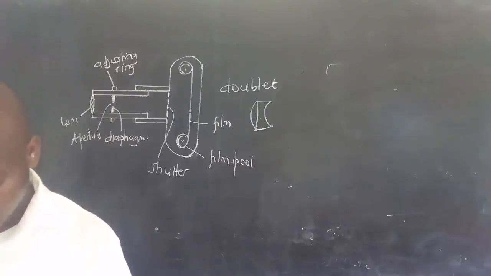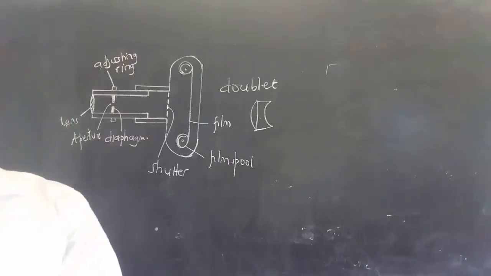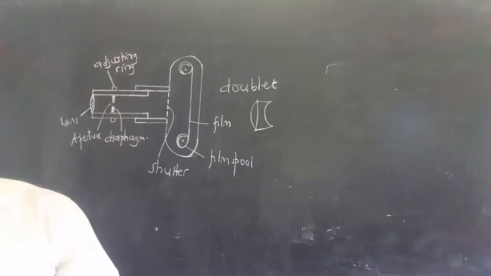Differences between the eye and camera. Then we see the eye is biological, while the camera is artificial. Next, the eye lens has a variable focal length, while the lens in a camera has a fixed focal length. Then next we go to accommodation.